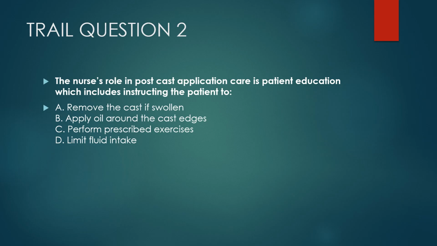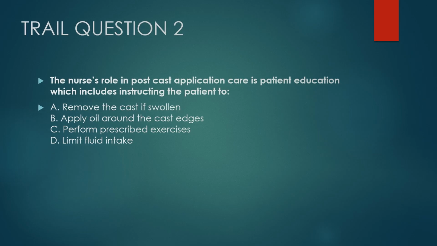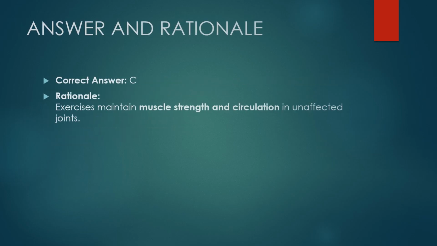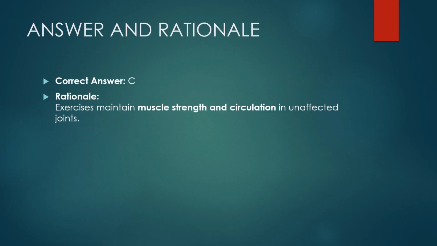Then C, perform prescribed exercises. Yes, isometric exercises are very needed to allow circulation as well as to prevent disuse syndrome. Limit liquid intake. Liquid is very vital because our body is composed of a higher percentage of water, so you won't be limiting fluid. So the answer is C, with a few rationales there.